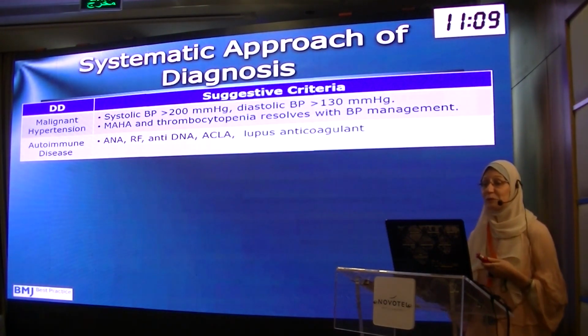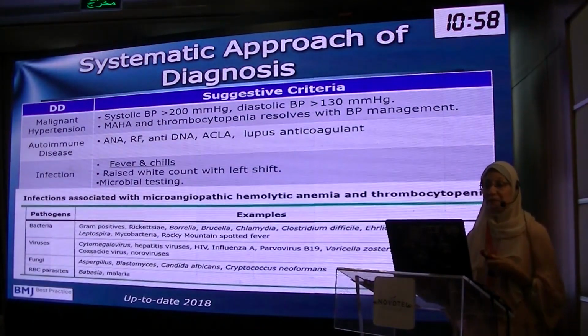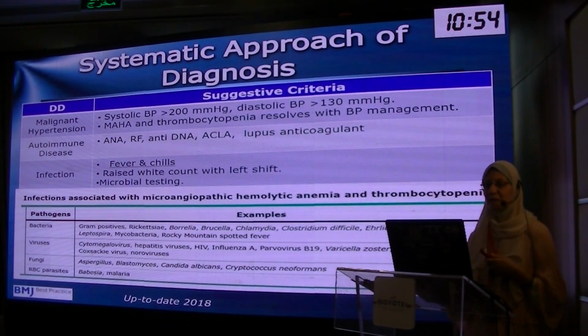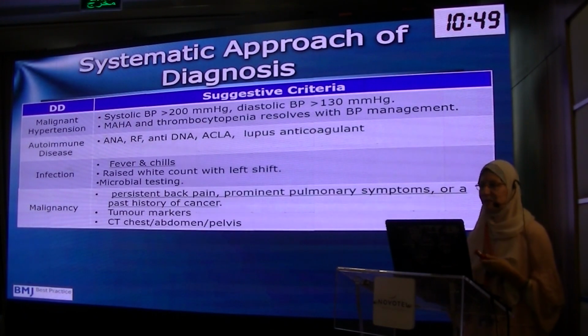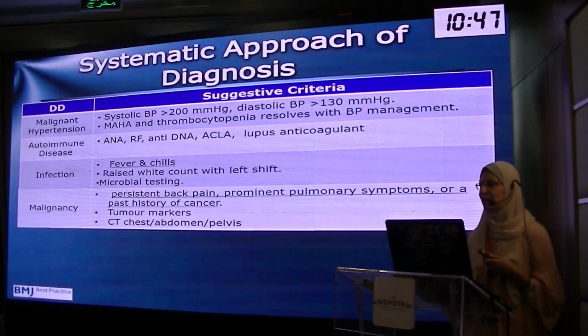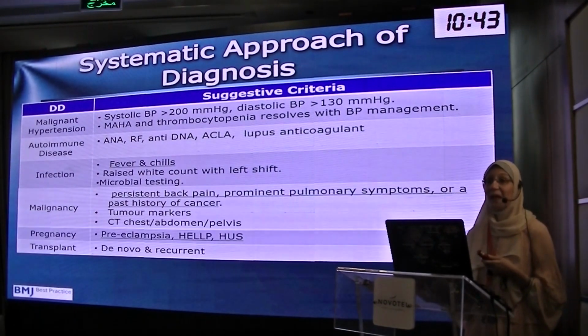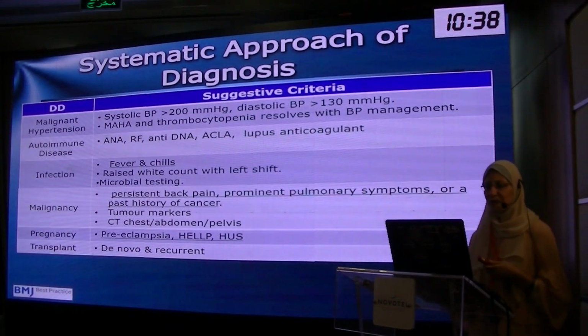And if you suspect an autoimmune disease, you go for an immune profile, and treatment here is going to be immunosuppression. If you suspect infections, you go for microbial testing, and there is a big list of pathogens that can produce this picture, and treatment here is going to be antimicrobial. If you suspect malignancy from the symptoms, you go for tumor markers and more in-depth imaging techniques, and the treatment here is going to be treatment of the malignancy. And then we have the pregnancy- and transplant-related causes. If we have time, we can go deeper into that.